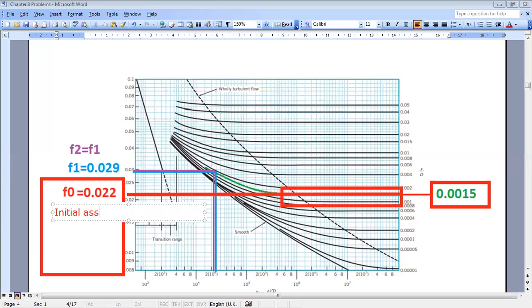Now, how can I make sure if my assumption is right or if it's far from my real case?